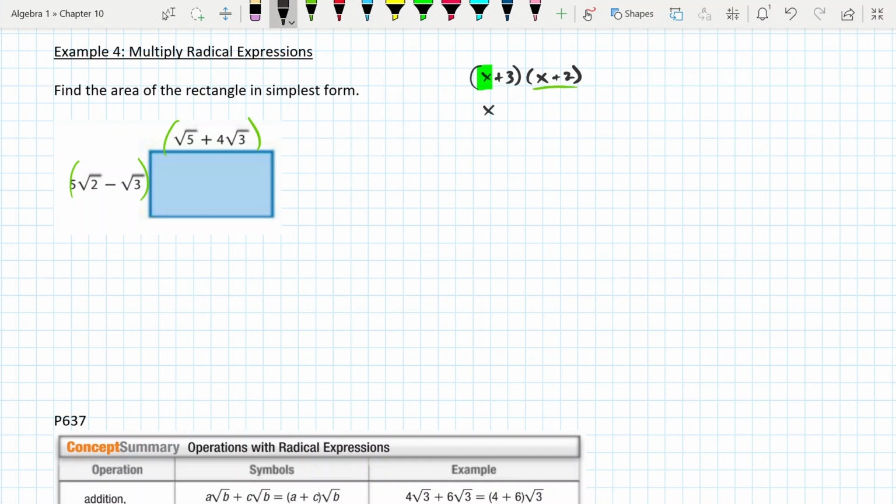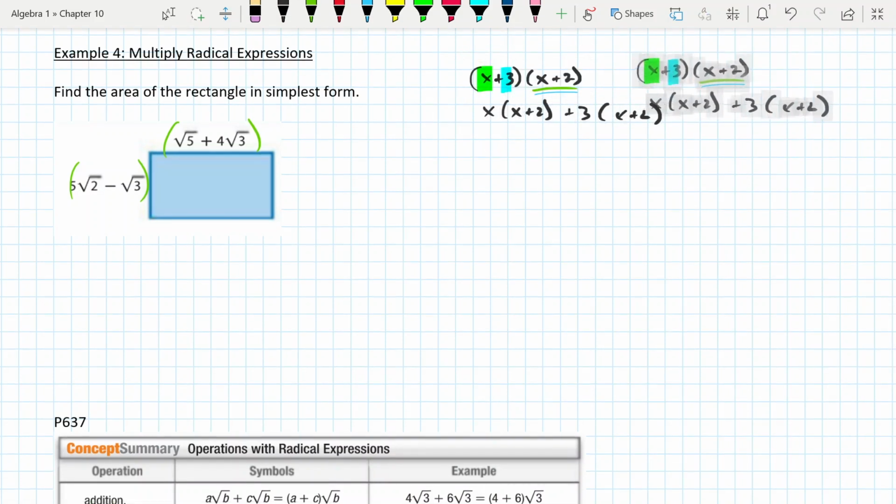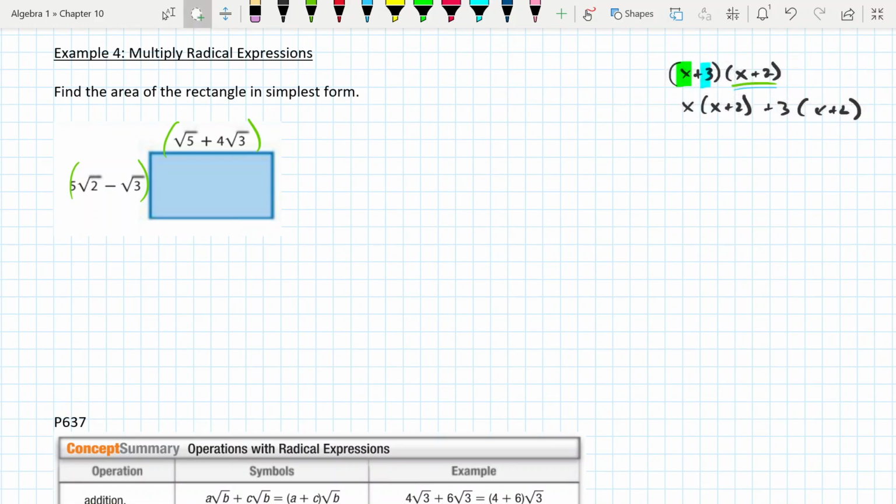So I'd get x times x plus 2. And then do the same thing with the 3 and multiply it by the whole second binomial. So plus 3 times x plus 2. And of course, distribute everything out, combine like terms. That's what we would do with just normal binomials getting multiplied out. Same process. Distribute, distribute again, combine like terms.